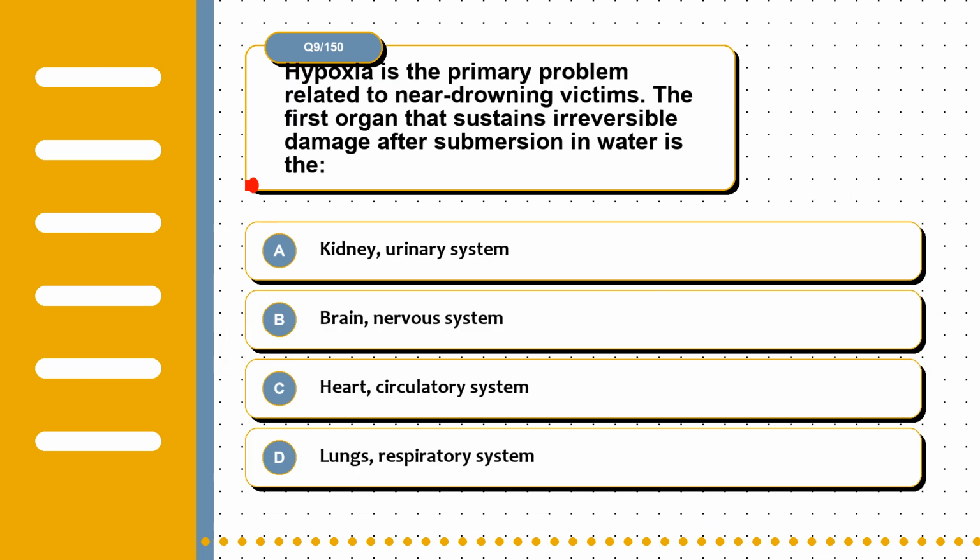Question 9. Hypoxia is the primary problem related to near-drowning victims. The first organ that sustains irreversible damage after submersion in water is the... Here are the options. Option A. Kidney urinary system. Option B. Brain nervous system. Option C. Heart circulatory system. Option D. Lungs respiratory system.